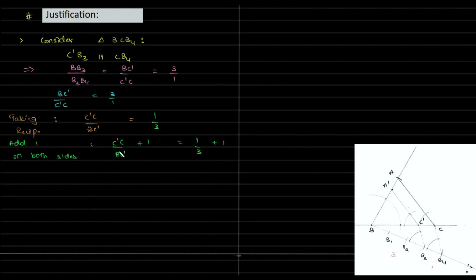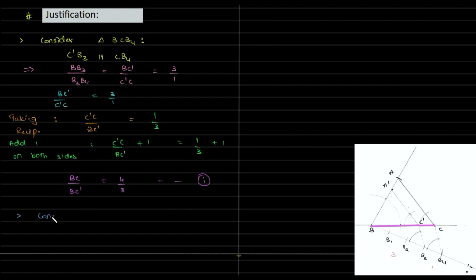Now taking the LCM, we will get BC dash plus C dash C. So what is BC dash plus C dash C? That would be BC divided by BC dash is equal to 4 by 1. 4 by 3 actually. That would be the first term.